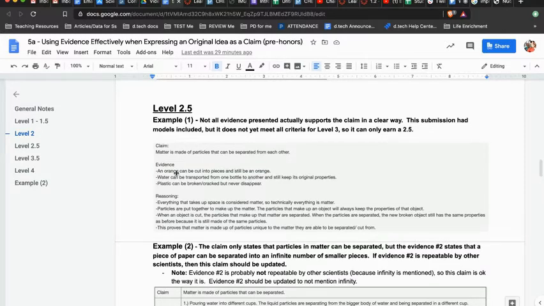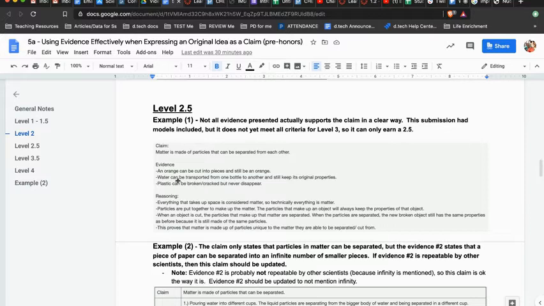So in this case, evidence was presented, but for some of the evidence, it wasn't fully clear how it supported the claim. We have the same claim: matter is made of particles that can be separated from each other. But the evidence said that an orange can be cut into pieces and still be an orange. I would say that checks out. Go to the third one: plastic can be broken or cracked, but never disappear. Okay. It'd be good to know that it's still plastic, still has the same properties, but I'll go with that.